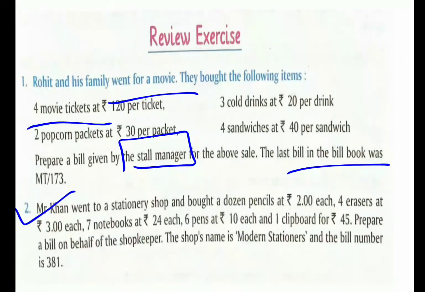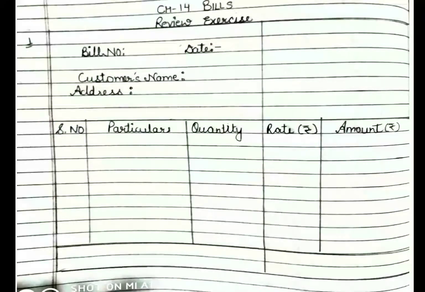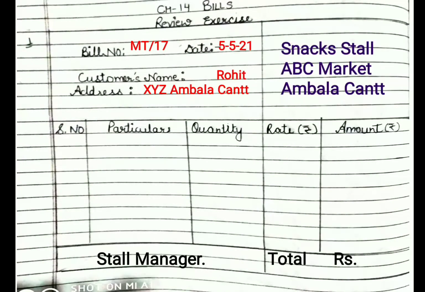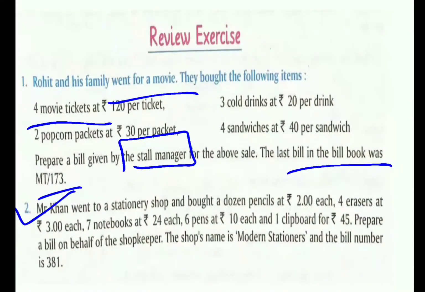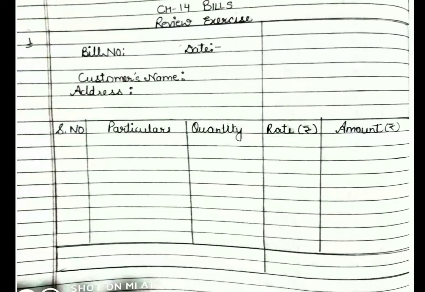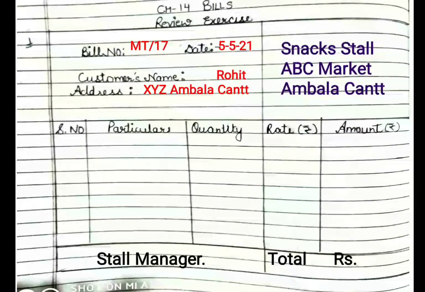Then the last bill number is written 173. You have to write 174. Keep this thing in mind. So you have to make a format first in this manner in the copy. After making this, we will start doing the question. Now the bill number is written here. See how much? 173 is written. So you have to write bill number 174. Clear? Here will come 174.